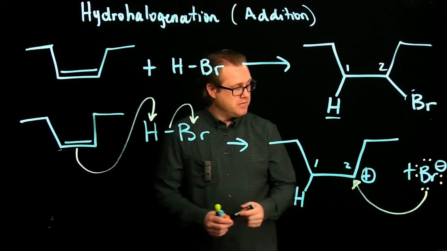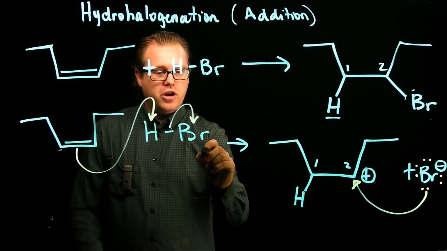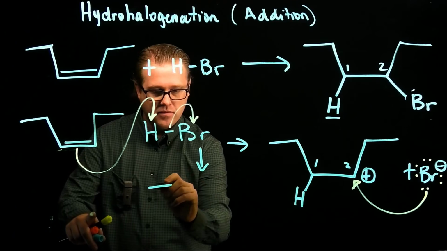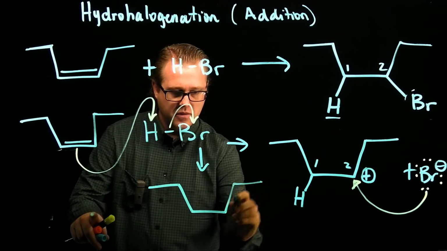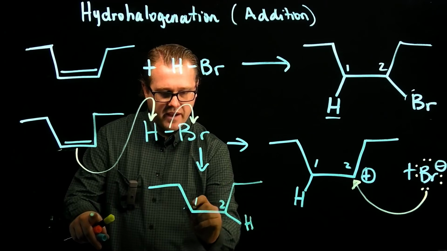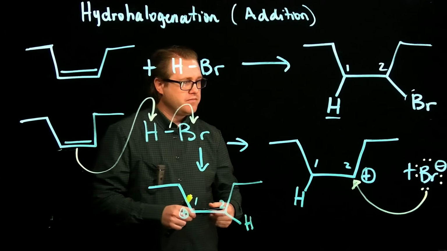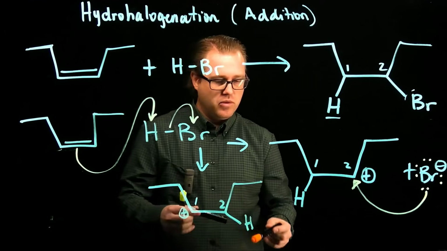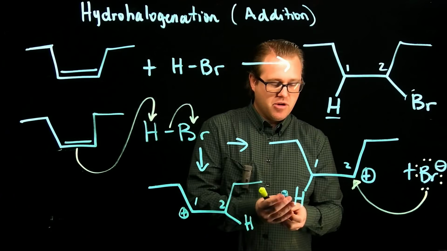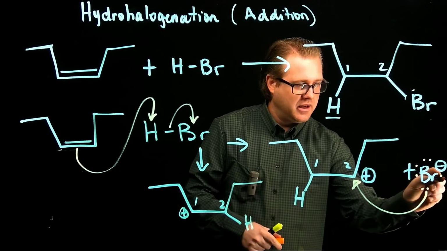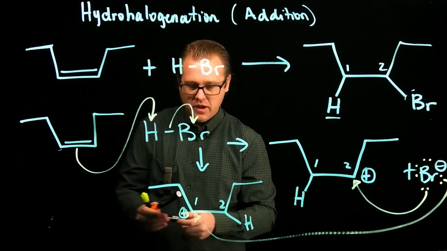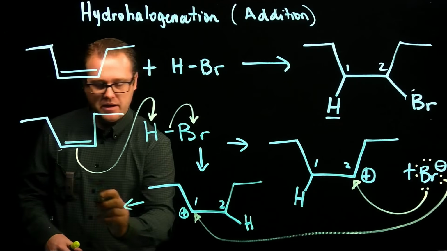Very valid. But it could have also, the hydrogen could have added to carbon 2. Like this. And then we would have a carbocation there. And then the bromide would come and attack there. So we could have had this bromide over here actually attack at carbon 1. And what would that give us for our product here?